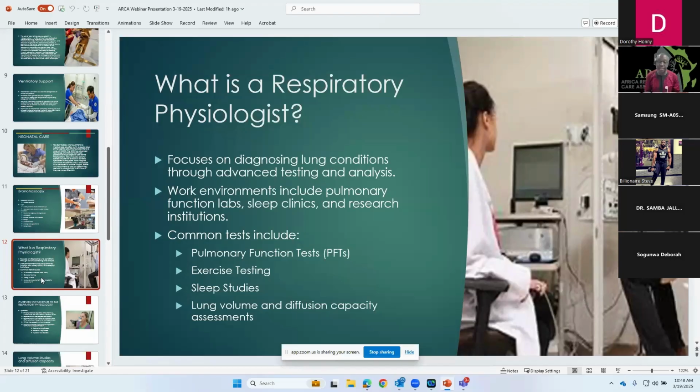We actually have sleep studies. Physiologists work in a sleep lab, where they monitor patients as they sleep. When they sleep, we're looking at whether they stop breathing, to see what kind of apnea they actually have. A respiratory physiologist also helps to assess patients' lung volumes and diffusion capacities.